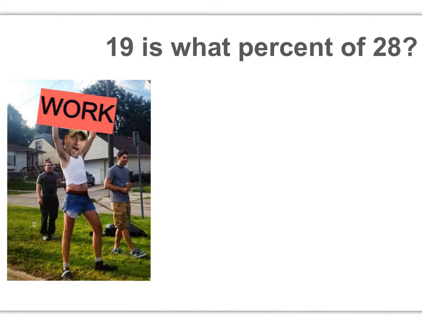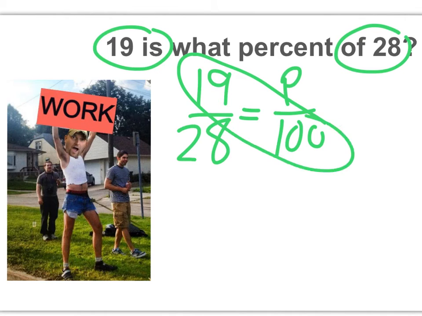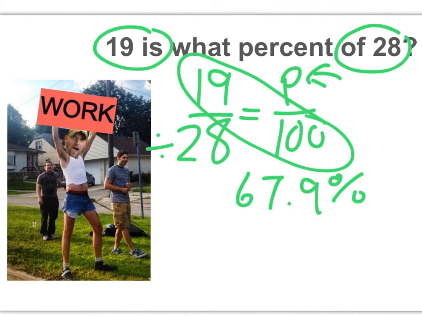Here's another problem. This time I know the is, and I know the of. So I'm going to go ahead and start this one as a proportion. 19 is what percent of 28? So I'd of course be ready to multiply and then divide, and then I need to realize that I'm solving for the percent, so I have to put a percent sign behind my answer. Well, when I do that work, I get 0.6785, an ugly decimal, so I'm going to round it to the nearest tenth of a percent, which would be 67.9%.